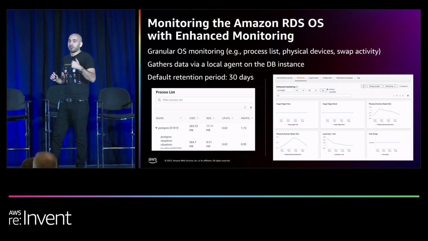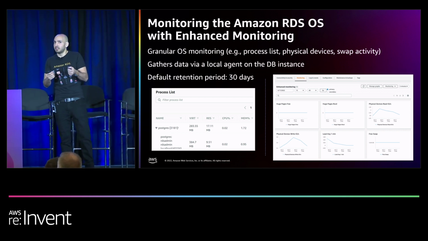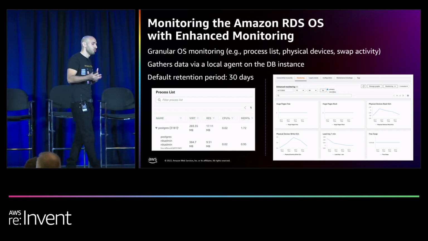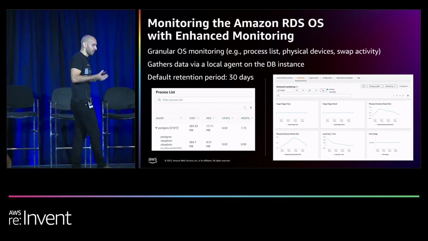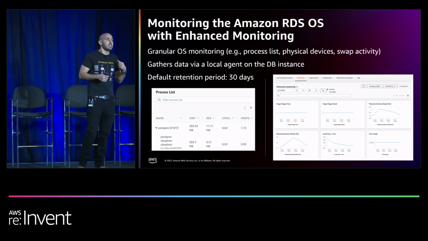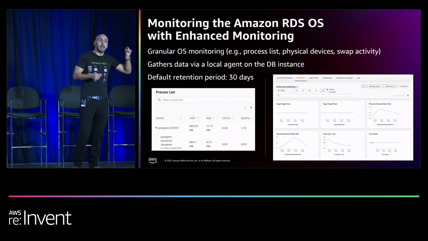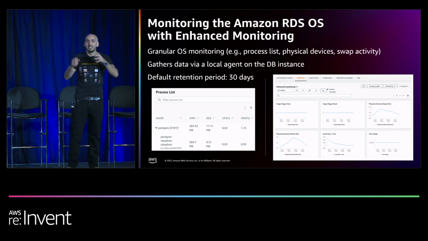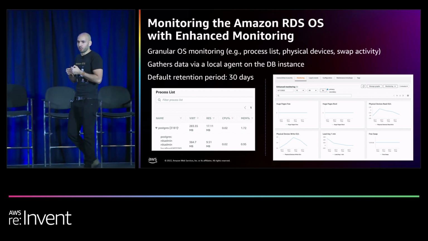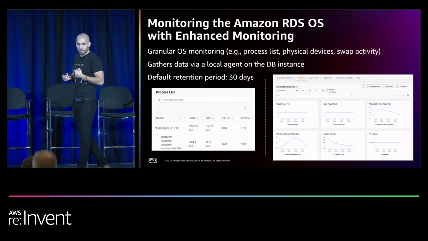It is part of Amazon RDS, so you just need to enable it. It's a fully managed tool. It's not something you need to install or deploy or anything like that. Behind the scenes, we actually deploy a local agent to make sure we provide the depth of OS level monitoring. So this is what we do behind the scenes.